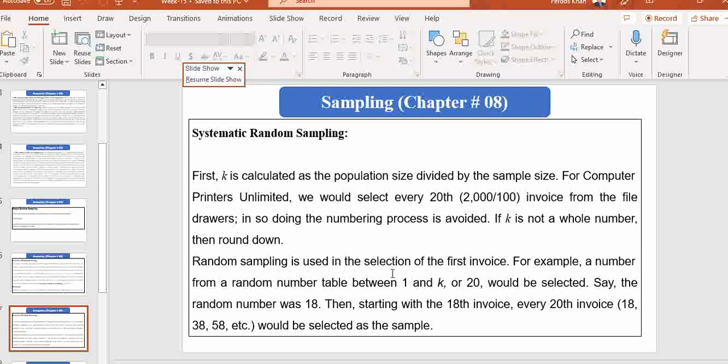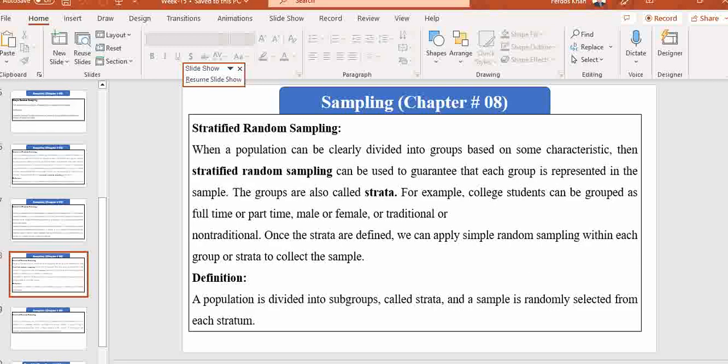For example, a number from the random number table between 1 and k, or 20, would be selected. Remember, this should be between 1 and 20. It should not be higher than 20, which is the value of k. Say the random number was 18. Then, starting with the 18th, the first one randomly selected, 18 plus 20 is 38, plus 20 is 58, and so on would be selected as the sample. So this is the procedure for systematic random sampling.